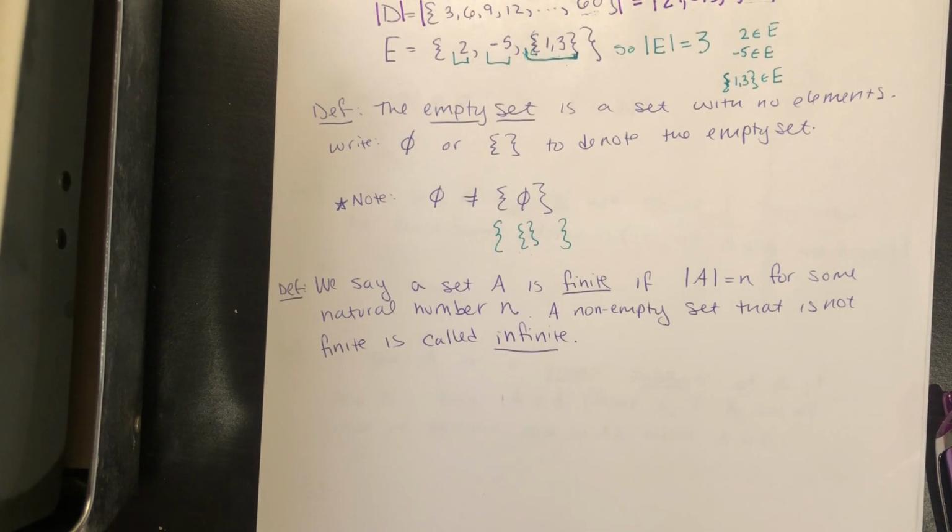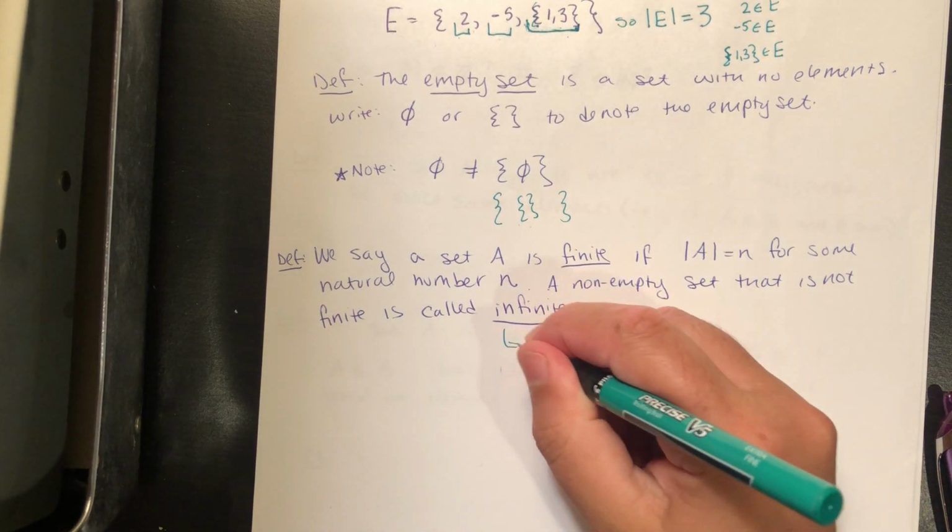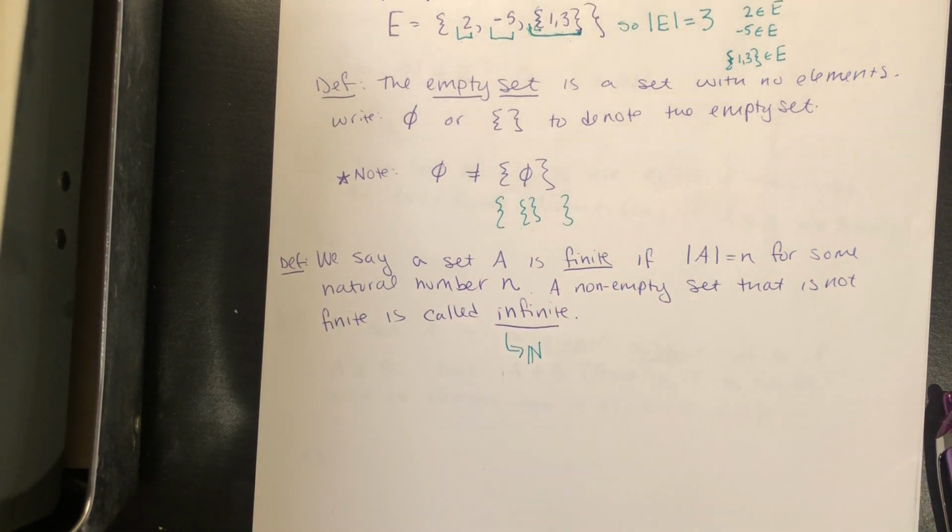Okay, now our last definition is, what does it mean for a set to be finite versus infinite? Because we said on the last page that some sets are infinite. So we say that a set is finite if the cardinality of that set is equal to n for some natural number n. So as long as there's some natural number that describes how many elements are in that set, then we say that that set is finite. And if your set is not empty and also not finite, we call it infinite. So as an example, the natural numbers are infinite because you can't describe the cardinality of them using any single natural number.